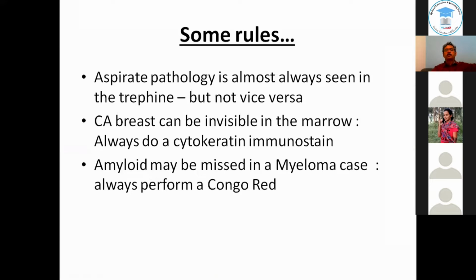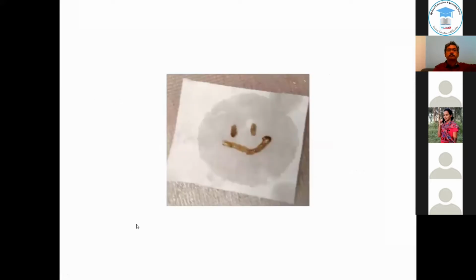That's a grade 3 fibrosis. And some rules: aspirate pathology is almost always seen in the trephine, but not vice versa. Something which I should have told you earlier, carcinoma breast may be invisible in a bone marrow trephine biopsy. Always do a cytokeratin immunostain, even if the marrow looks normal. Amyloid may be missed in the case of multiple myeloma. Always perform a Congo red.